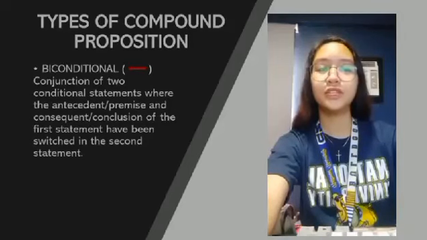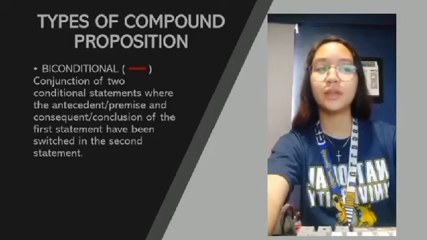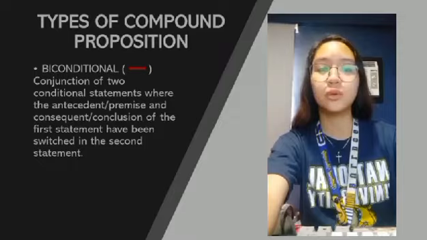Number 4, biconditional: conjunction of two conditional statements where the antecedent (premise) and consequent (conclusion) of the first statement have been switched in the second statement. Example, two sides of a triangle are congruent if and only if the two angles opposite them are congruent.